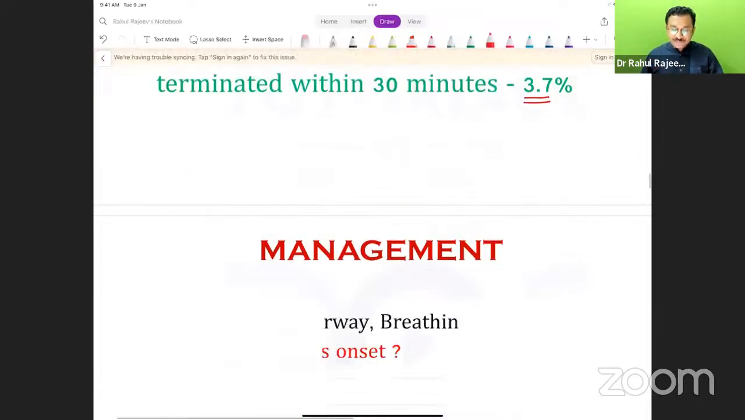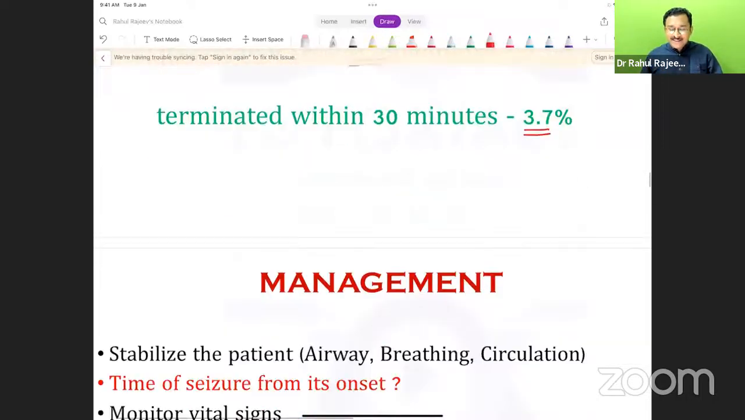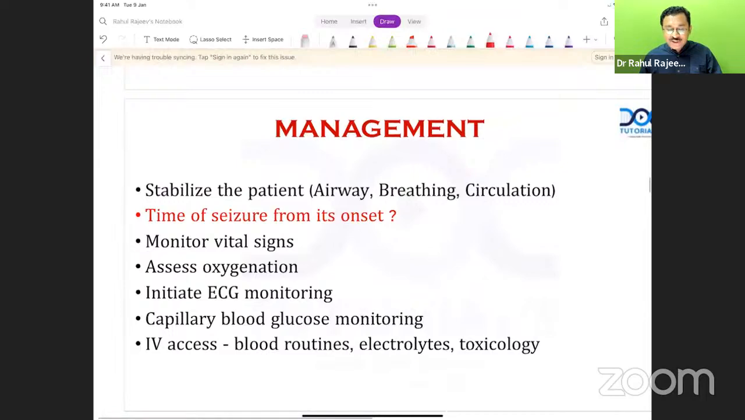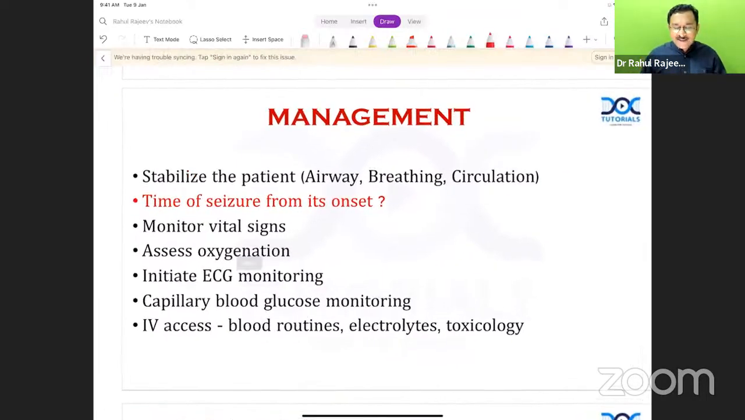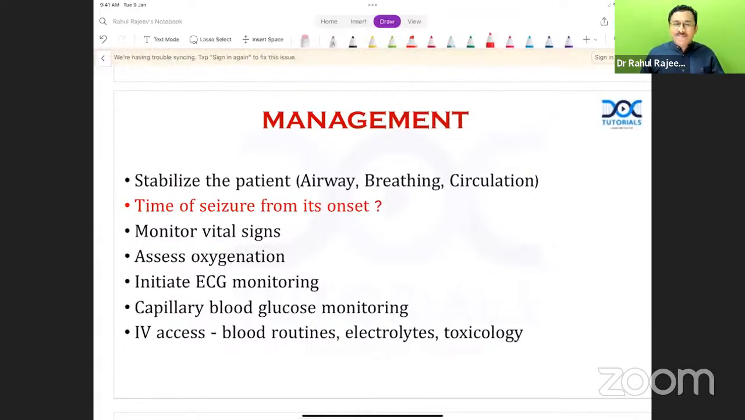Now, let's go to the management per se. Again, as I told you, I'll keep it very concise, crisp. Coming to the management part, the patient is now in the emergency department. When you see a patient with status epilepticus, number one, stabilize the patient.